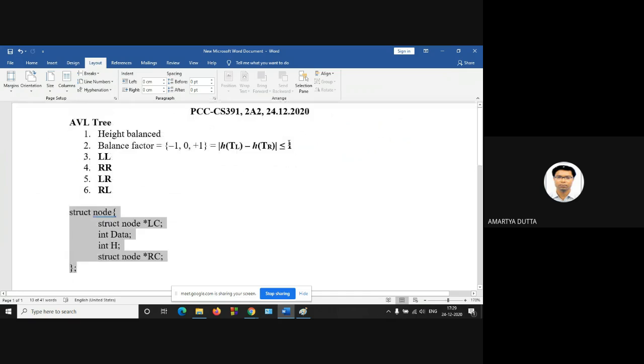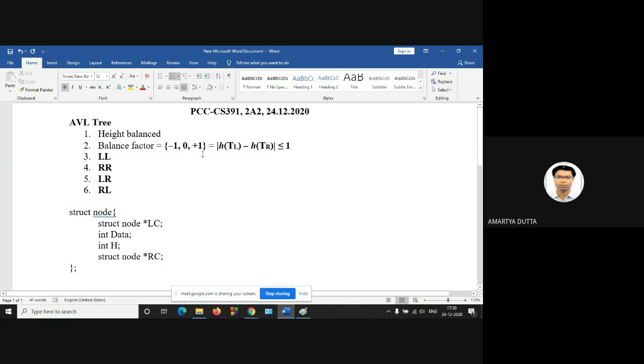Now, this is your balance factor. So balance factor is the difference of height of left subtree and right subtree. So mod of HTL minus HTR is less than or equal to 1. This is the balance factor. And we know that the allowable values are 0, 1 and minus 1. Now LL rotation.